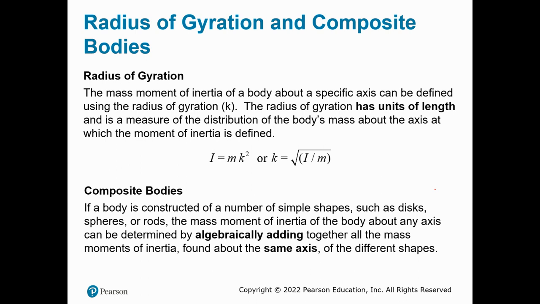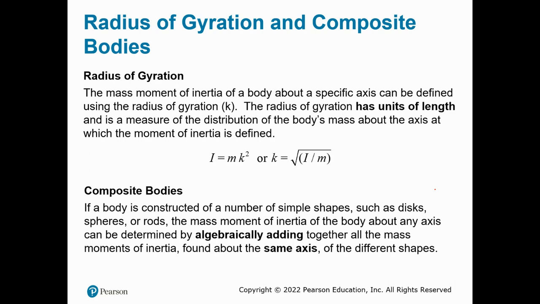Radius of gyration: the mass moment of inertia of a body about a specific axis can be defined using the radius of gyration k. The radius of gyration has a unit of length and is a measure of the distribution of the body's mass about the axis at which the moment of inertia is defined. I equals m k squared, or the other way around, k equals the square root of I over m.